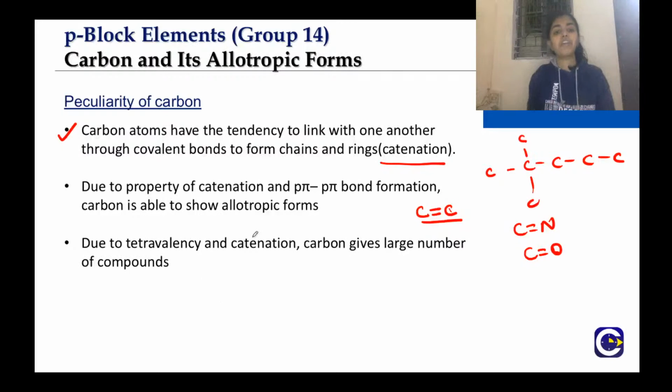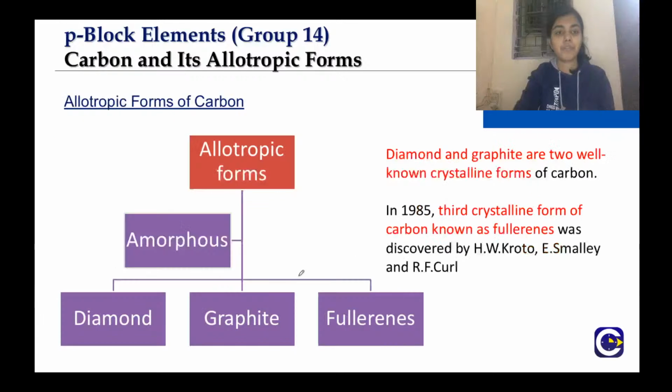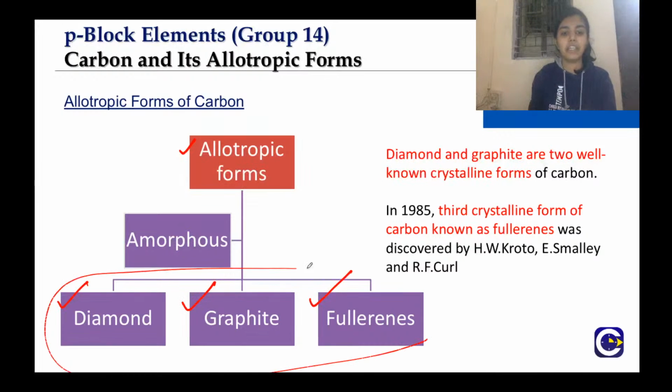Now due to tetravalency and catenation, carbon gives a large number of compounds. For example, CO2 we have, CO we have, right? Graphite we have, or diamond we have, or we can have more compounds related to carbon as well, that we will study in today's session also. Now allotropic forms of carbon can be amorphous and can be crystalline also, right? So crystalline forms are diamond, graphite and fullerenes. These we have to study in detail.